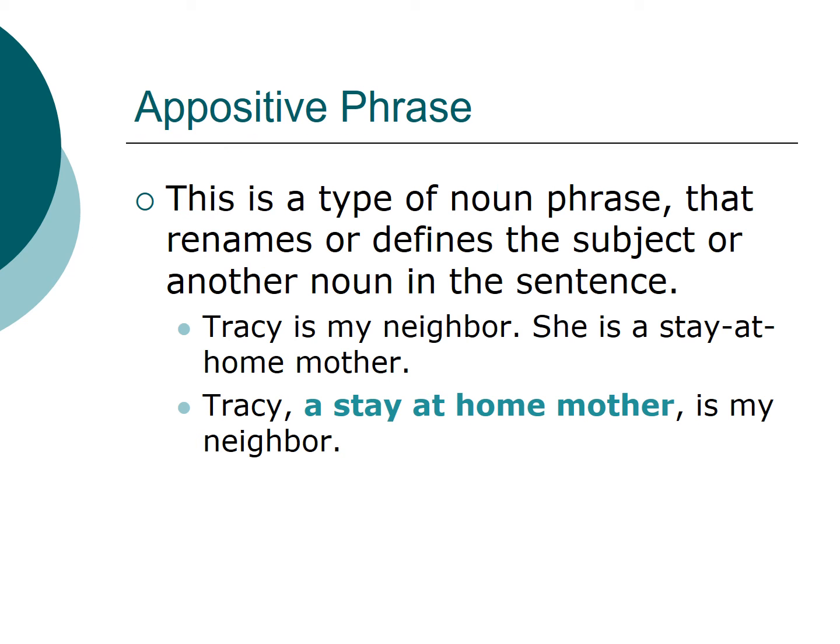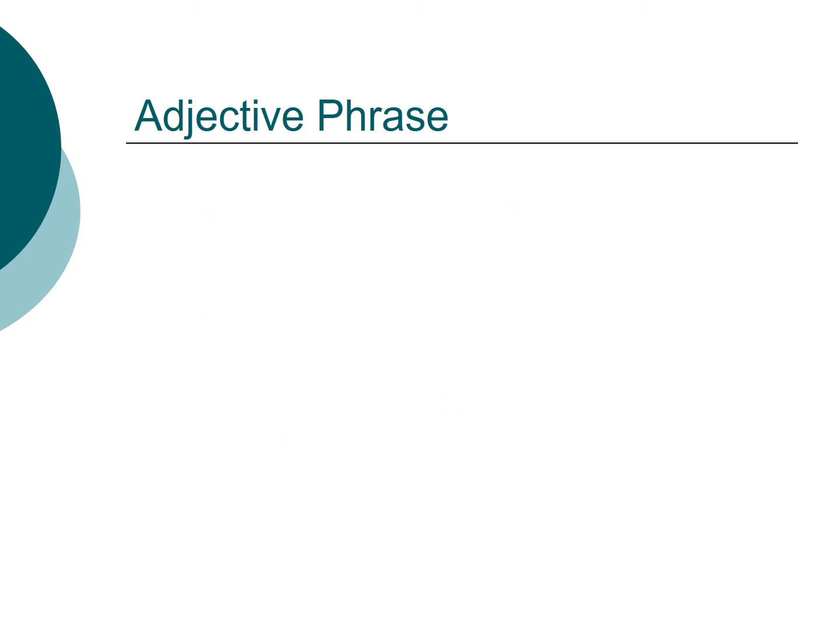Here is another phrase which is called an appositive. An appositive is a type of noun phrase that renames or defines the subject or another noun in the sentence. For example, when I say Tracy is my neighbor, she is a stay-at-home mother, I can say Tracy, a stay-at-home mother, is my neighbor. So this is called an appositive phrase.